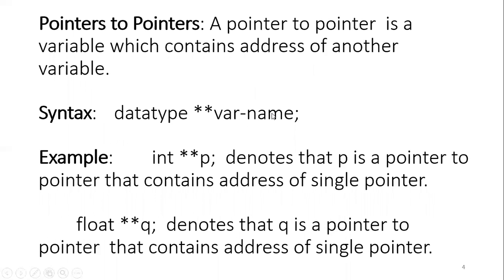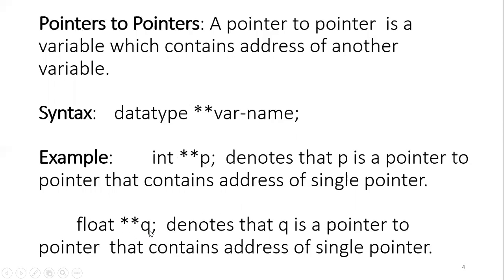Pointer to pointer. A single pointer contains the address of a normal variable. A pointer to pointer contains the address of another pointer. Here the syntax is data type star star variable name. Example, int star star p. So p is a pointer to pointer that contains the address of a single pointer. That single pointer internally contains the address of a normal variable.